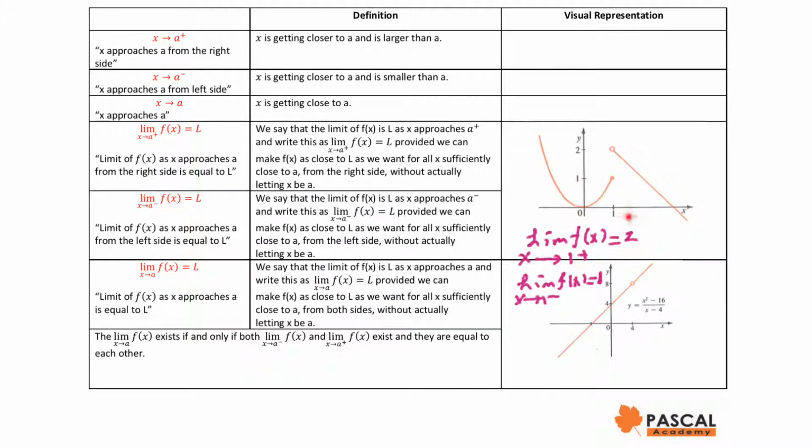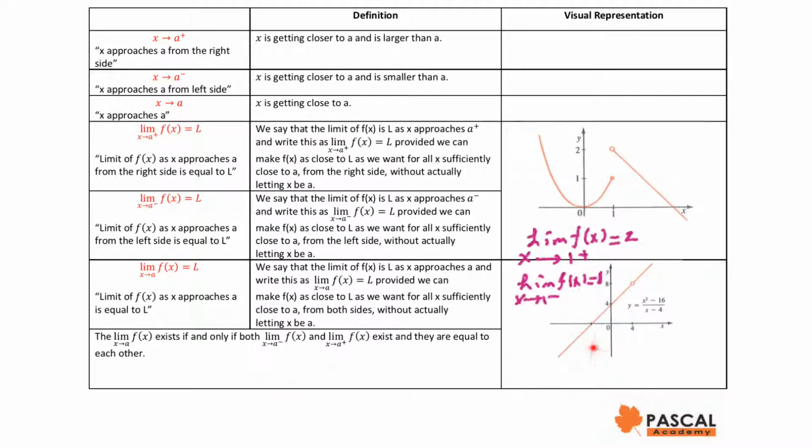As you see, the right side limit and left side limit are not the same. The limit of f of x as x approaches a exists if and only if both the right and the left side limit exist and they are equal to each other. Therefore, in our example, limit of f of x as x approaches 1 does not exist.